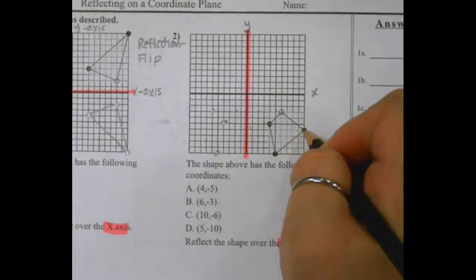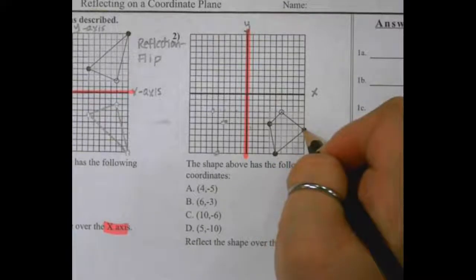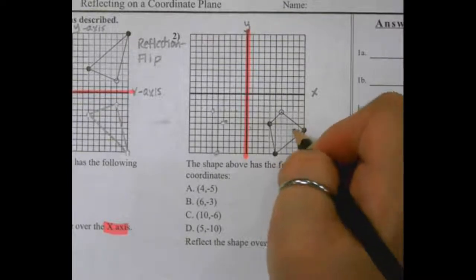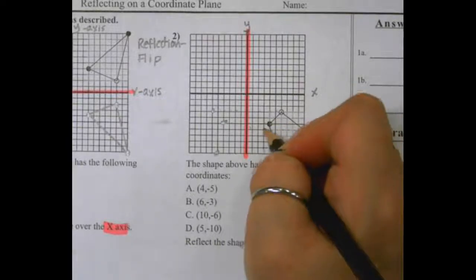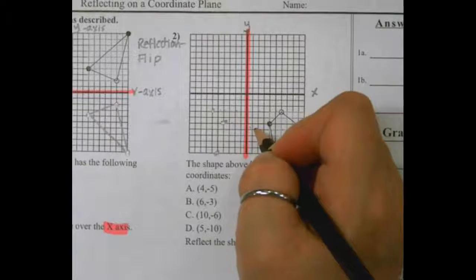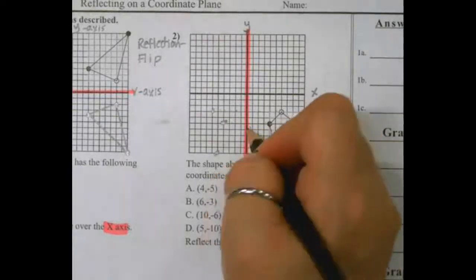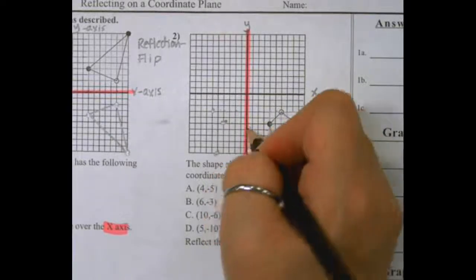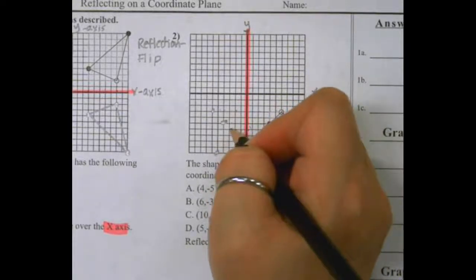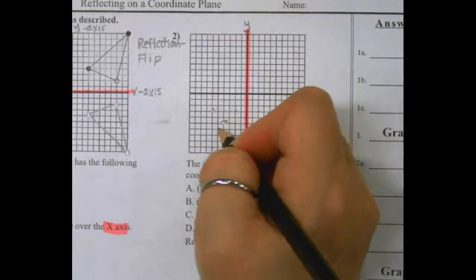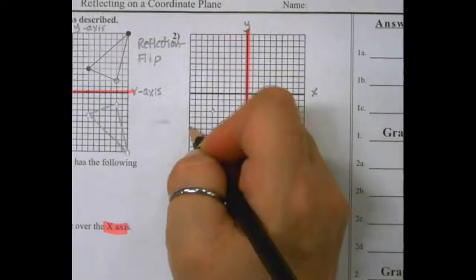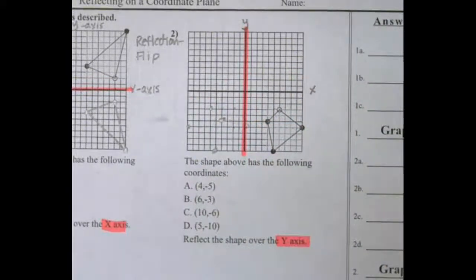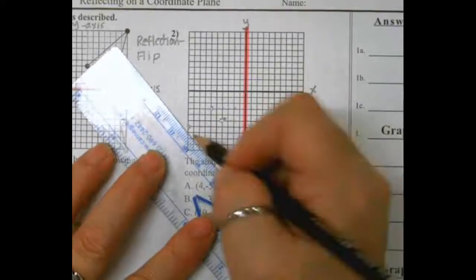Counting towards my line of reflection means I'm going left. I'm going to go left. 1, 2, 3, 4, 5, 6, 7, 8, 9, 10 boxes. So how far to the left do I got to keep counting? 10 more. 1, 2, 3, 4, 5, 6, 7, 8, 9, 10 more. Take your straight edge and connect your points.